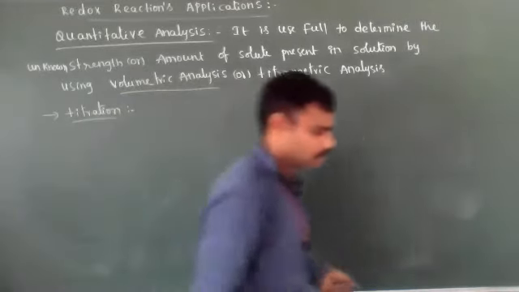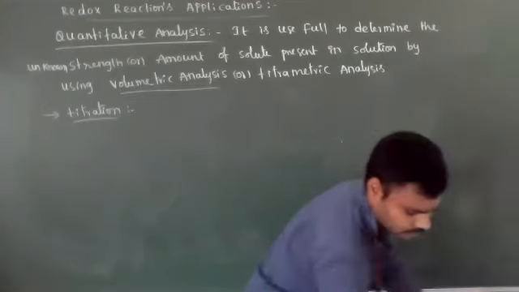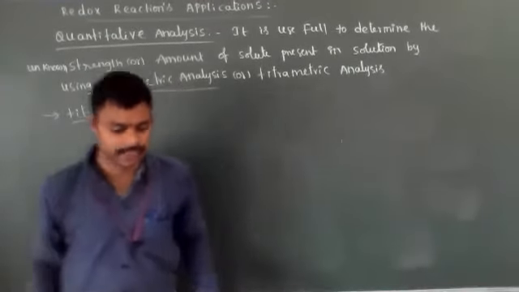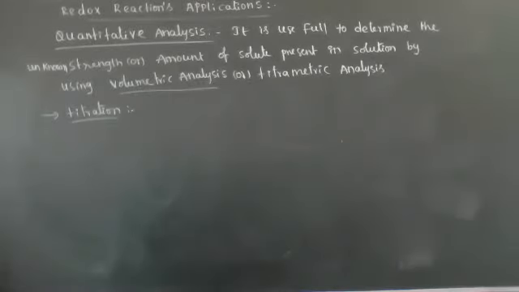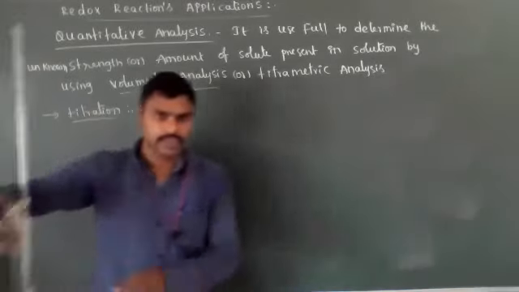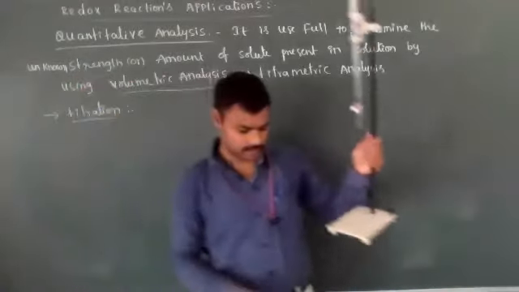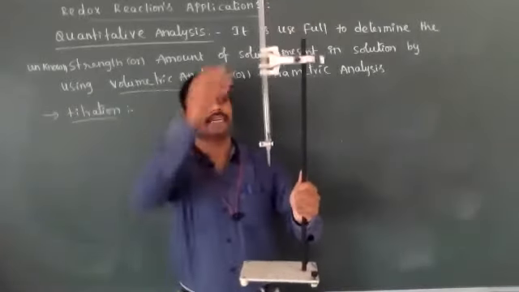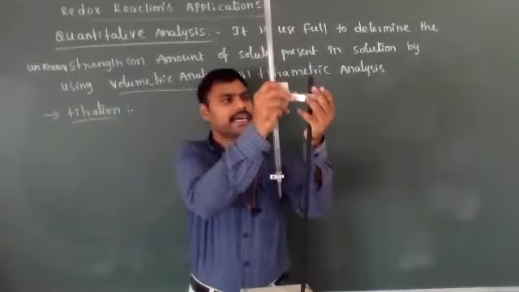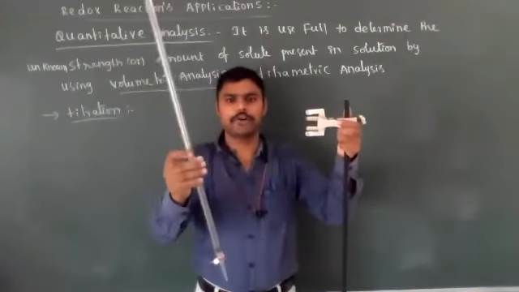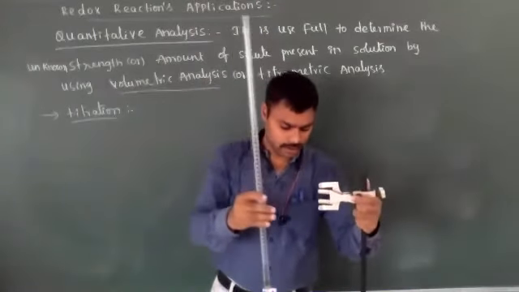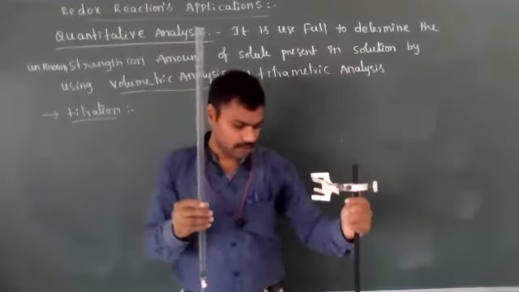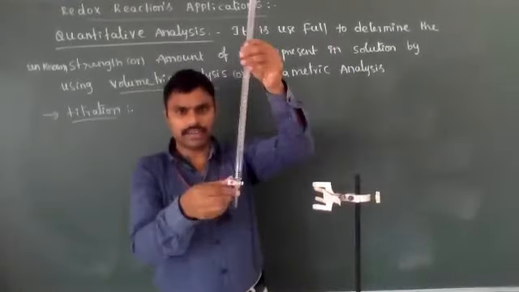For this experiment, what are the important things required for this quantitative analysis or volumetric analysis? Mainly required is a stand. This is a tripod stand. This is a burette. This is a burette and tripod stand. So this is the nozzle mark.